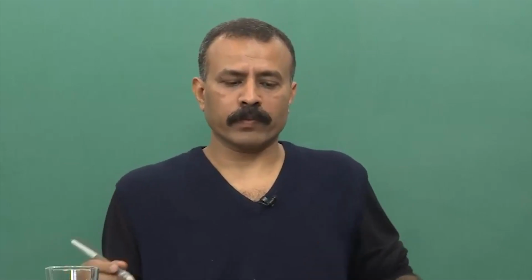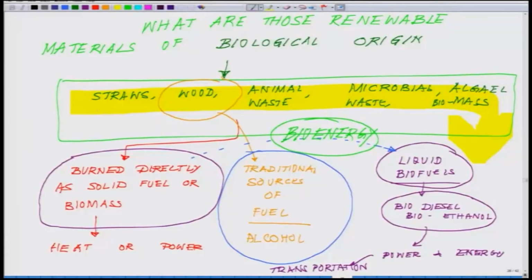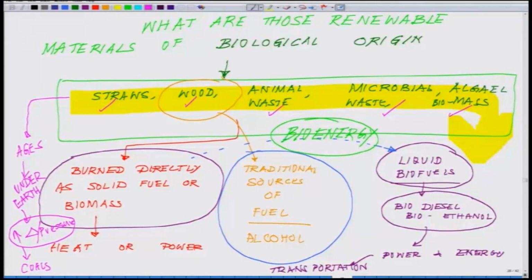And now, I will add one more dimension to this. If you think of what has happened through the ages, these biomass we talk about, for example straws, woods, animal waste, microbial waste, algal waste and so forth, through the ages, under the earth, in high pressure, billions of years, high heat, I am just showing in a triangle, pressure, we have converted to products like coals and fuels.